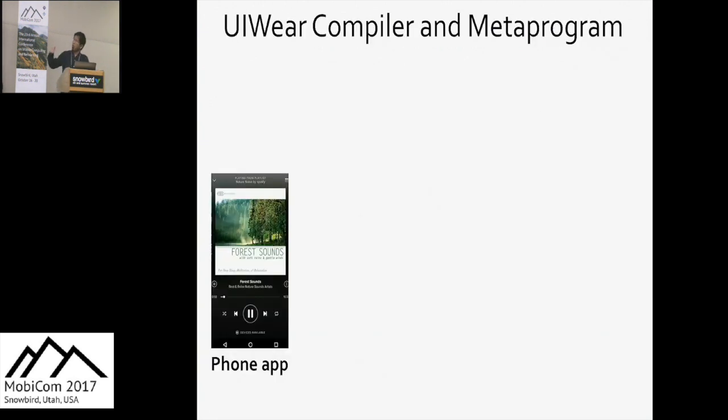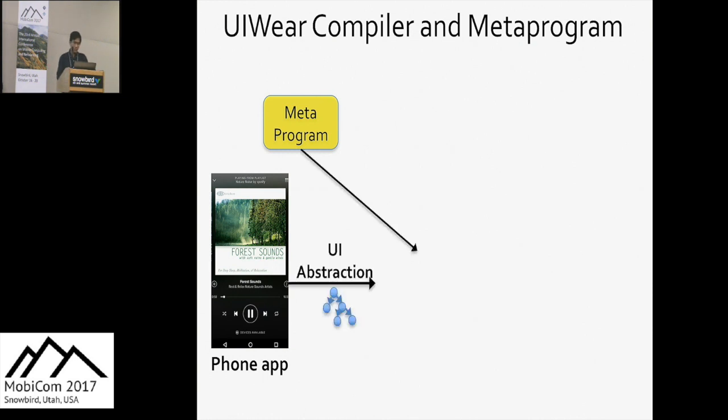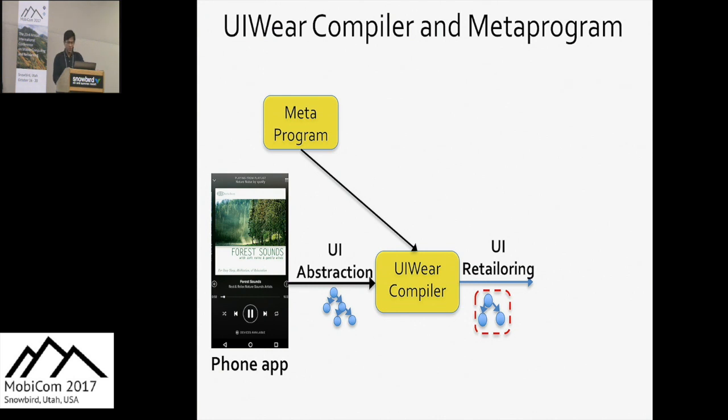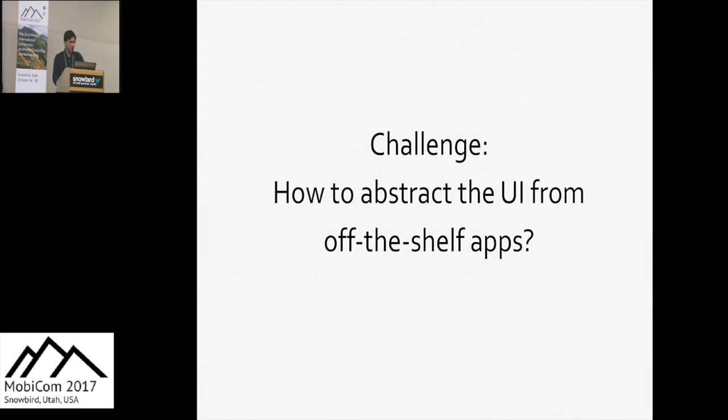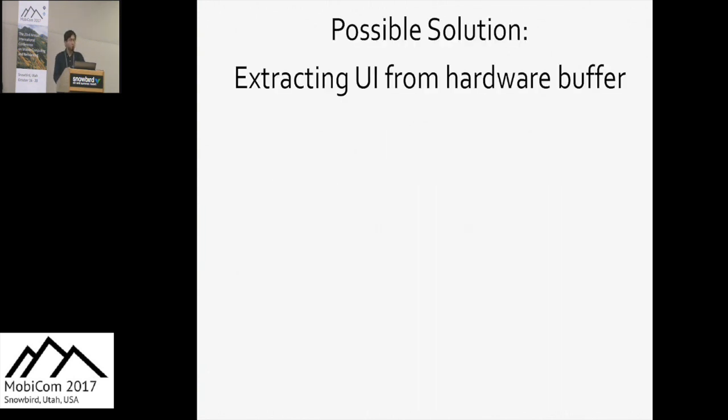So let me introduce the high level of the compiler and the meta program. So this is the phone UI. Any developer, regardless of whether you are the original developer or a third-party developer, can write a meta program for this. And then the UIWear compiler will abstract the UI from the existing phone UI and combine it with the meta program, and then do UI retailoring to generate the UI companion app automatically. But here's the challenge. How to abstract the UI from off-the-shelf apps? There's a possible solution here.